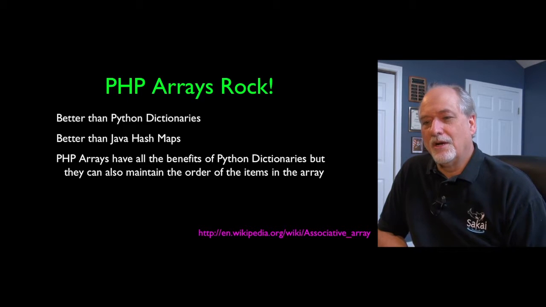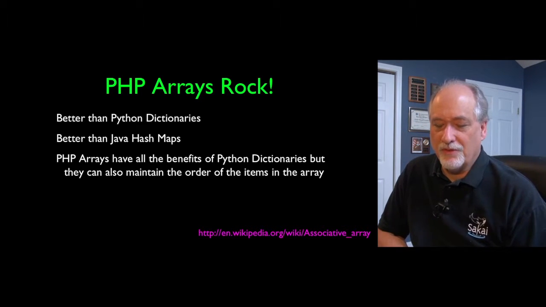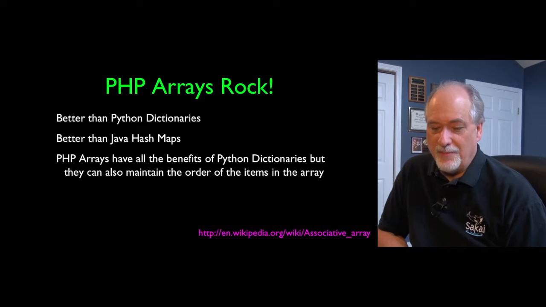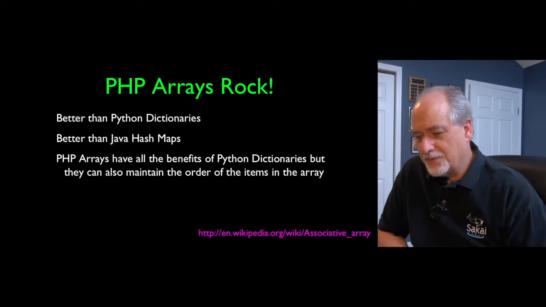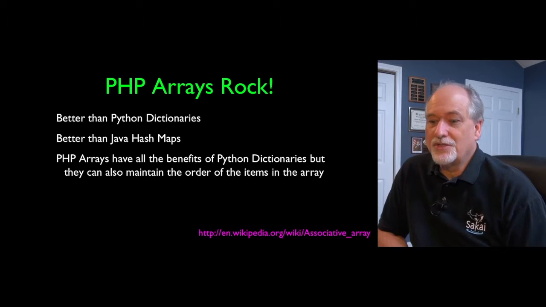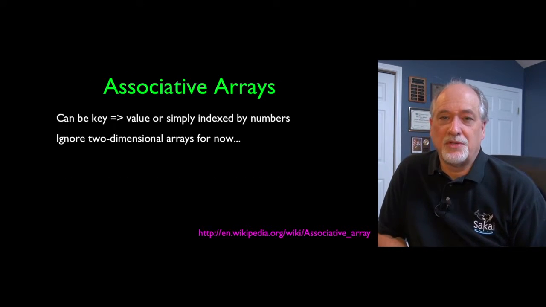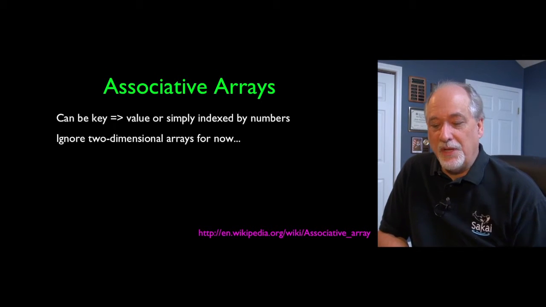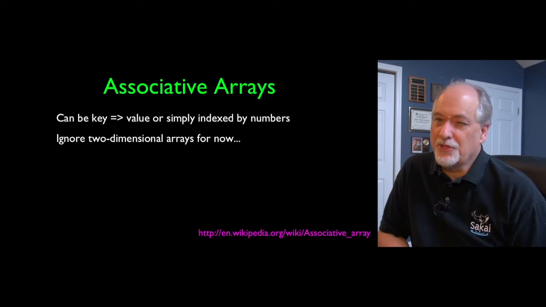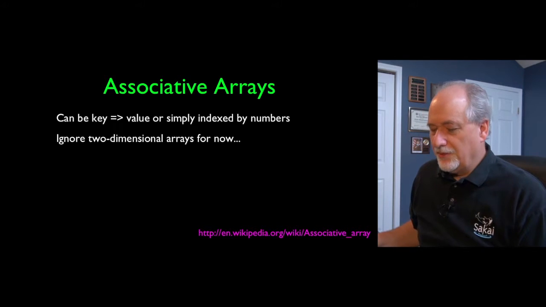PHP arrays are very flexible and very, very powerful. They're sort of like Python dictionaries, but way better. They're better than Java hash maps. They're associative arrays, basically. Associative arrays are the notion of key-value pairs, and in PHP they're completely untyped. We'll talk only a tiny bit about untyped arrays.